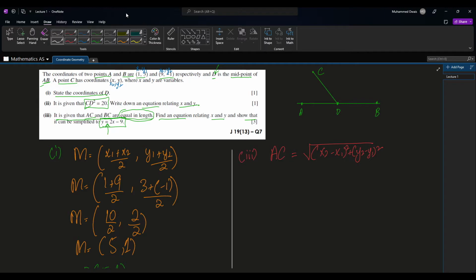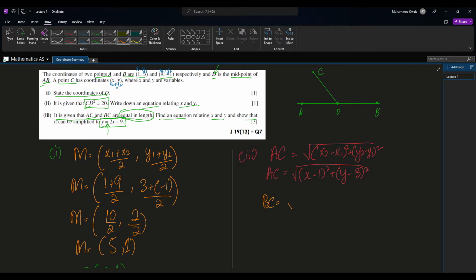Okay, let's do this. AC is equal to under root x2 is x and x1 is 1, squared, and y2 is y, y1 is 3, squared. Okay, I'll leave this as is. Now then, let us find BC.